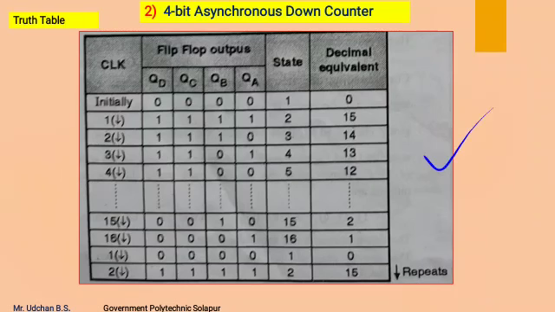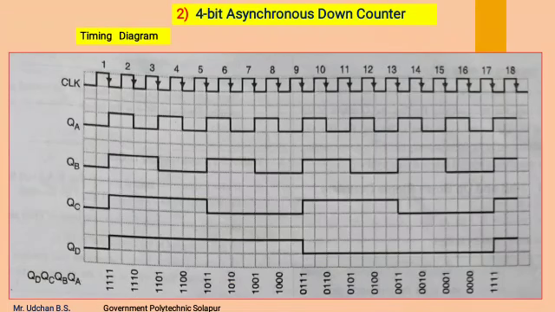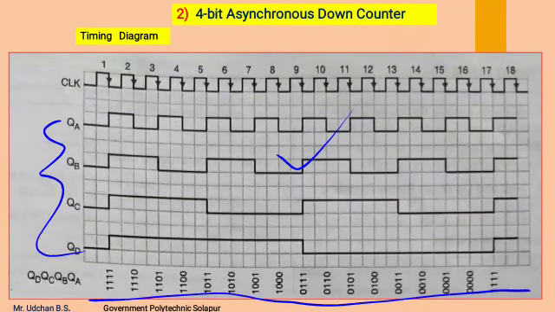This is the truth table for the 4-bit asynchronous down counter. As I said, the counting starts from 1111, that is 15, and ends with 0000, that is 0, at successive negative edges of the clock input. This is the timing diagram for the 4-bit asynchronous down counter. These are the 4 outputs of the flip-flops, and they change at every negative edge of the clock input. And these are the 16 states of the counter.